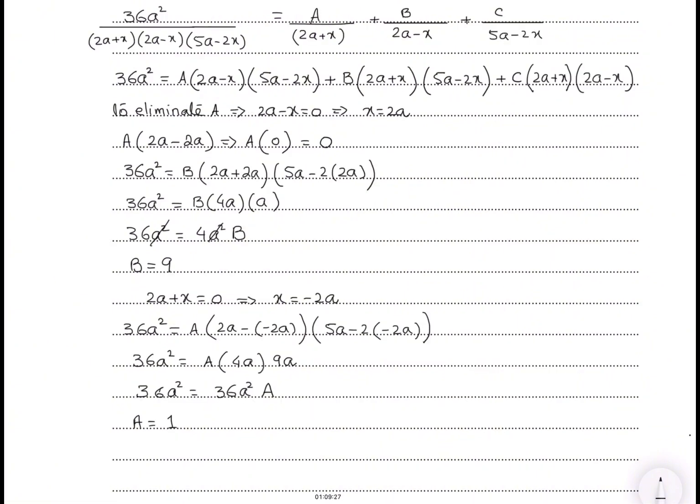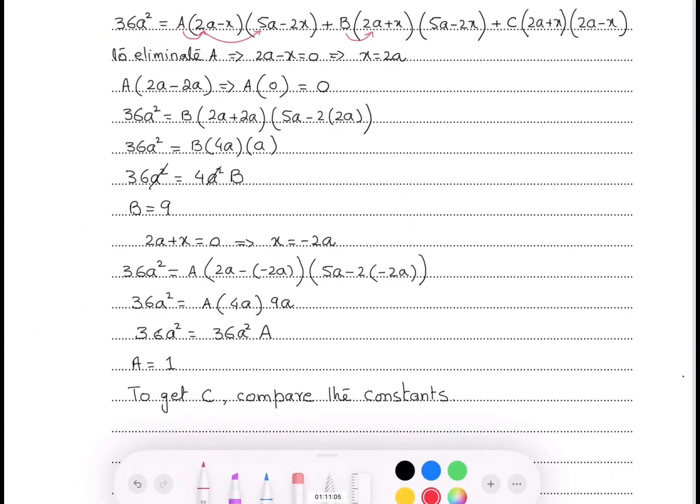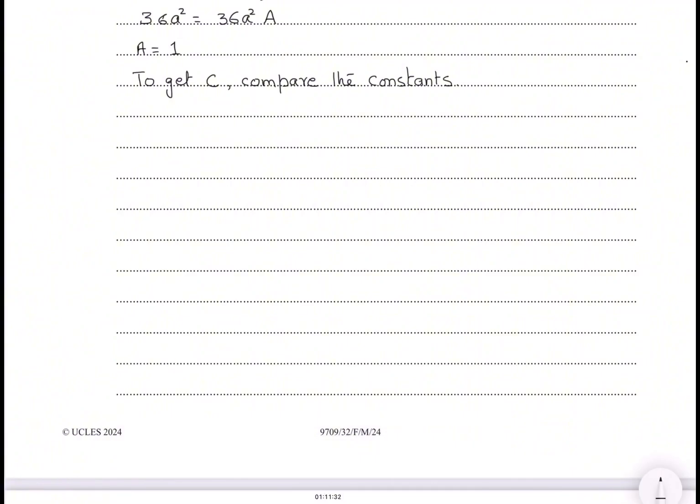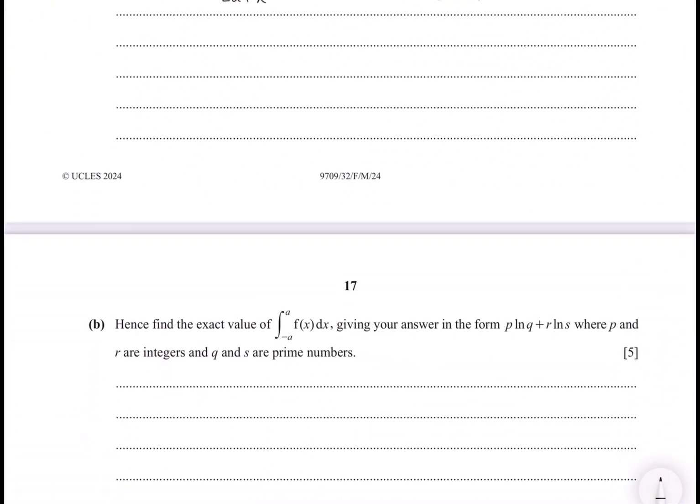Alright, now to find c, compare the constants. So 36a squared would be equal to 9 times 10a squared plus c times 4a squared. Just pick the constant values and simplify it. You get c. So your f of x would be 1 over 2a plus x, plus 9 over 2a minus x, minus 16 over 5a minus 2x. This is your final answer.